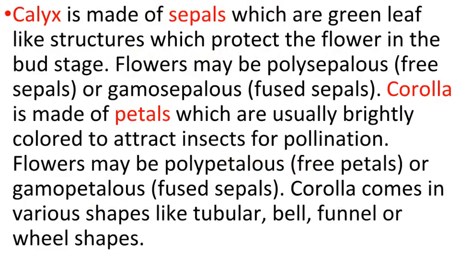Calyx is made of sepals, which are green leaf-like structures which protect the flower in the bud stage. Flowers may be polysepalous, free sepals, or gamosepalous, fused sepals. Corolla is made of petals which are usually brightly colored to attract insects for pollination. Flowers may be polypetalous, free petals, or gamopetalous, fused petals. Corolla comes in various shapes like tubular, bell, funnel or wheel shapes.